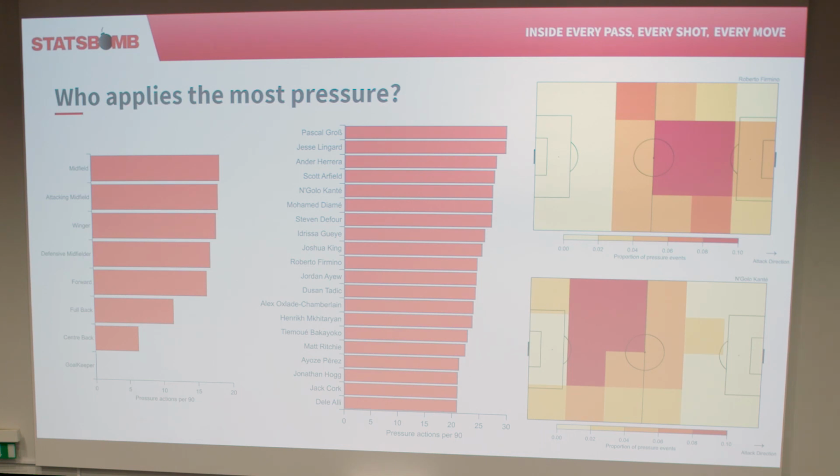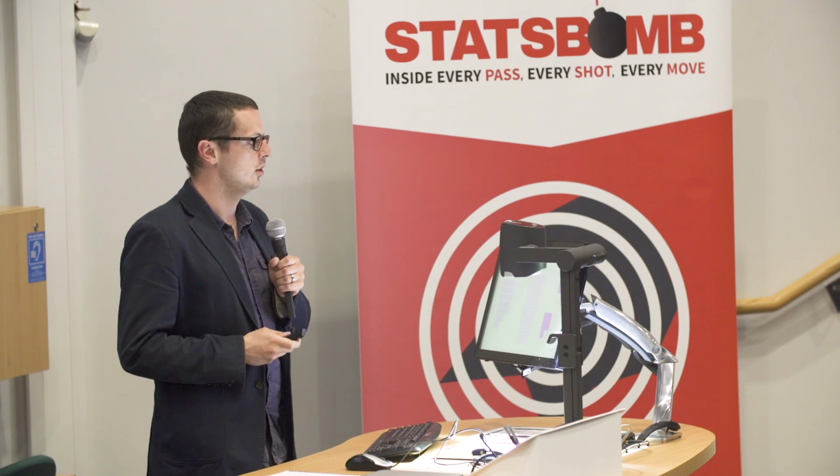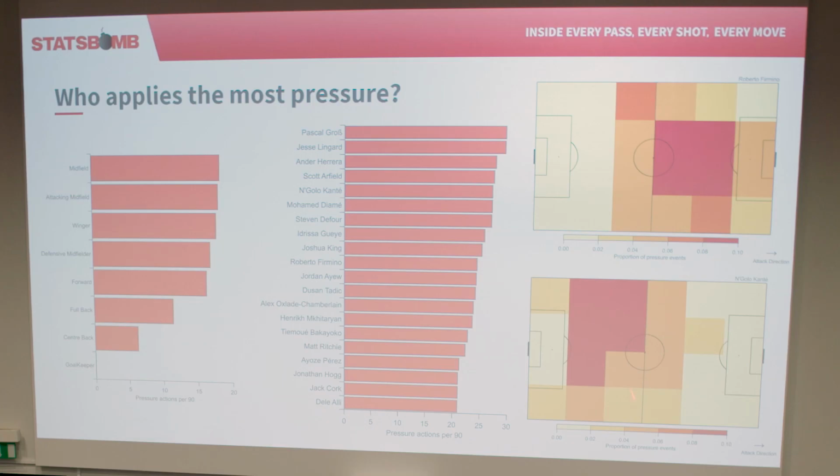This is Roberto Firmino, so he's high up the list. I think he's the highest forward. He's putting a lot of his actions on in the centre of the pitch, as you might expect. He's putting pressure on the centre-backs and defensive midfielders and deeper midfielders. But then somebody like Kante, as you would expect, it's a lot more concentrated in the defensive half. If you remember, Chelsea were putting a lot of pressure on in this zone. A lot of that is to do with Kante.